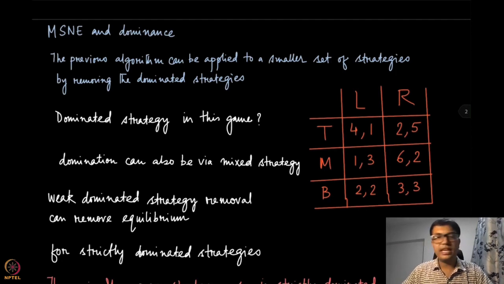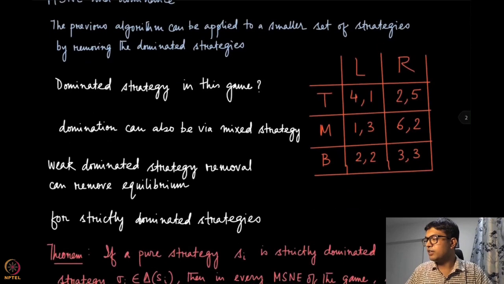So let us look at this specific game here. Can we see some kind of dominated strategy here? Definitely we cannot find any purely dominated strategy. If we look at player 1, none of the strategies T, M or B dominate each other. Similarly for player 2, there is no strategy which purely dominates the other strategies.